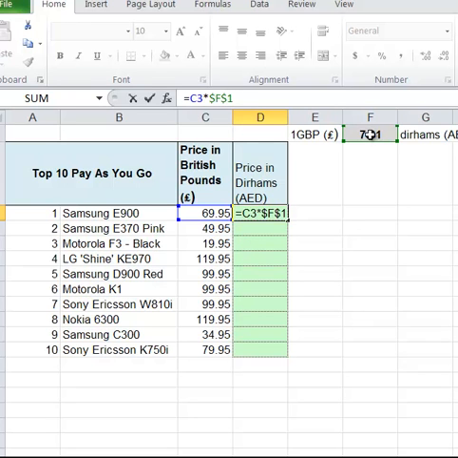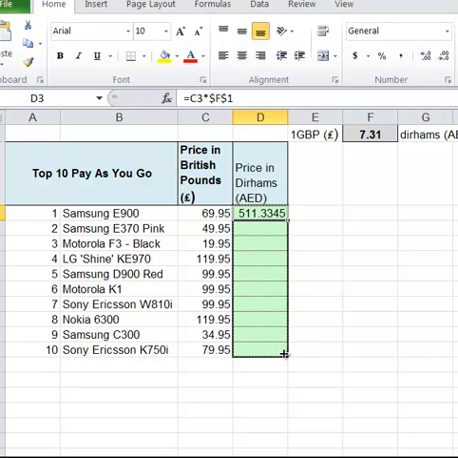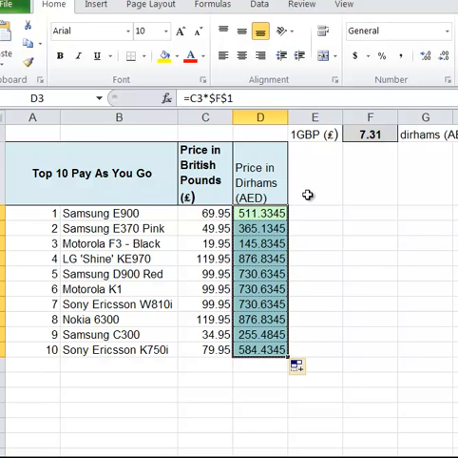So in case you want to fix any value, just put the dollar sign in front of the column and the row. And if I press enter, it will calculate the value, which is still the same. And if I use the autofill option for all the other mobiles which we have, this is the price, or the conversion of pounds into dirhams.